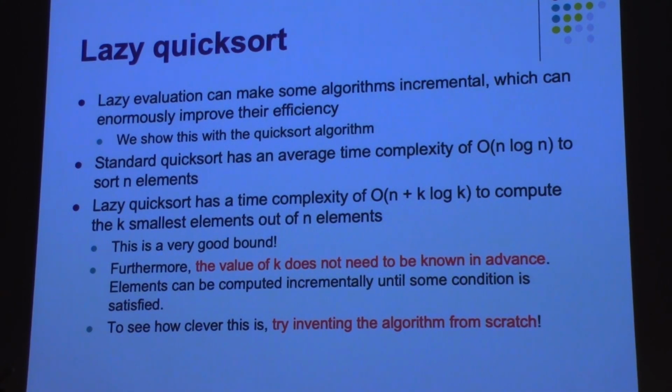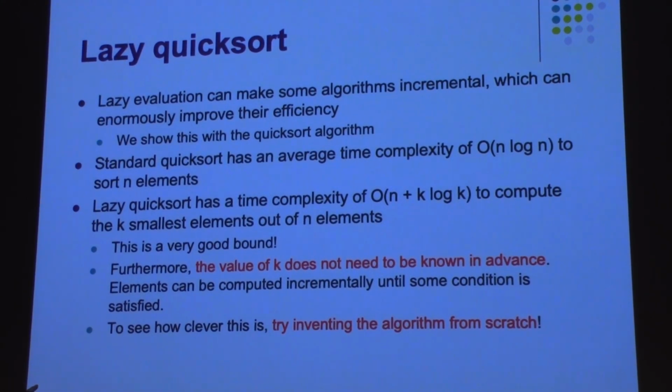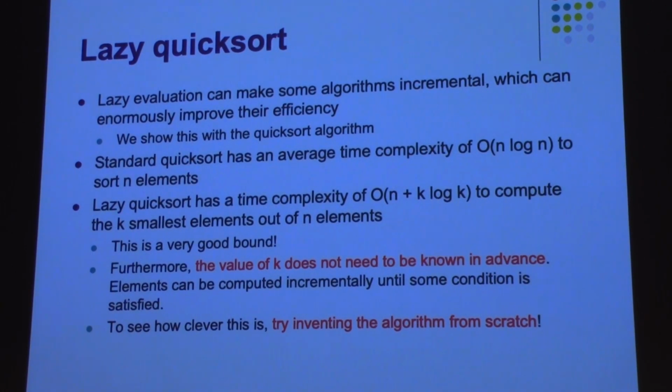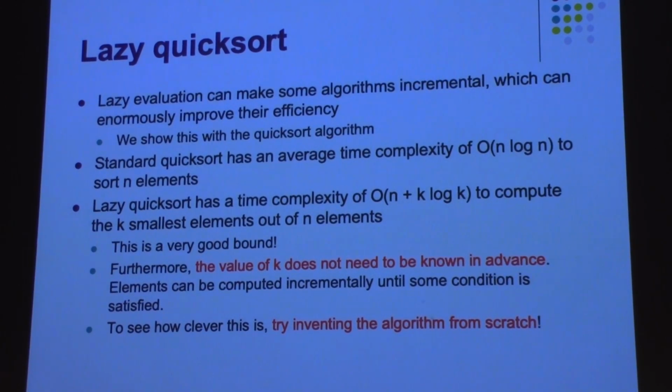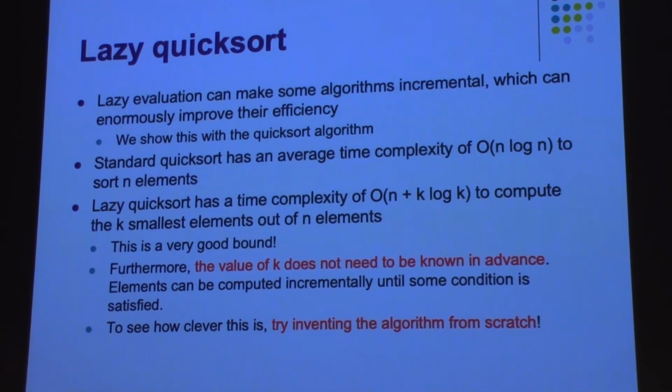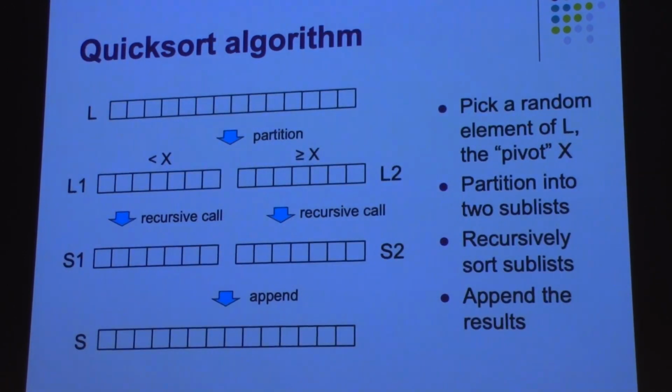Okay, so that's what the algorithm does. I dare you to invent an algorithm from scratch that computes the k smallest elements out of n without knowing k in advance. Go ahead, write it. Try writing the code. I think you will see it's not so easy. But laziness does it for you. Okay? Okay, so let me now show you how it works.